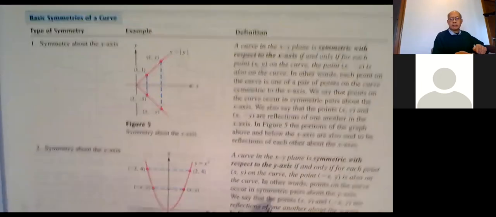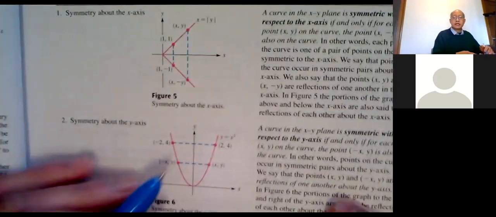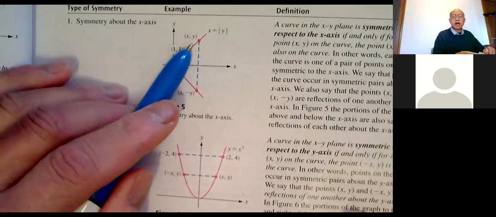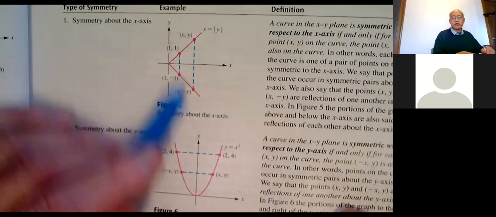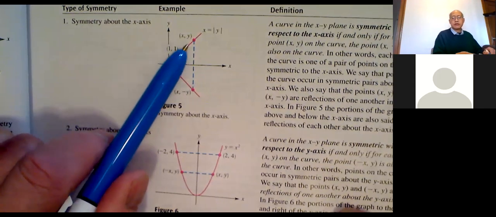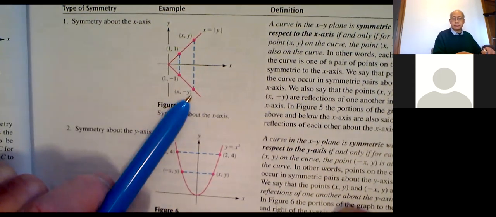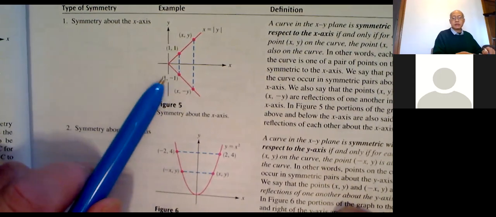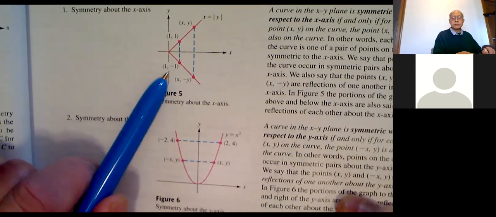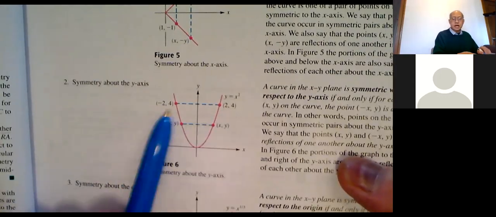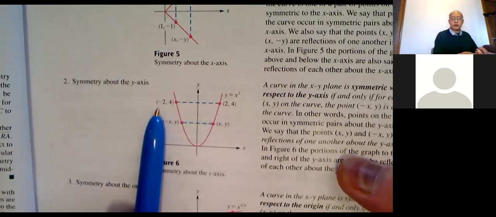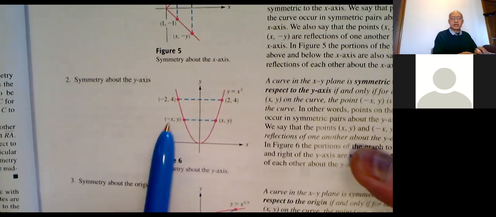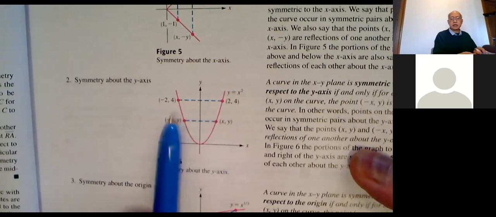Now, what's all this talking about? I can try to summarize it. If you have a point x comma y, you also have x comma negative y, which means if I replace y with negative y, I also get a point on the graph. So let's say if this is the point 3, 3, this is the point 3, negative 3. This is 1, 1. This is 1, negative 1. For y-axis symmetry, notice you have 2, 4, negative 2, 4. x, y and negative x, y. So that means if I replace x with negative x, I get an equivalent equation.